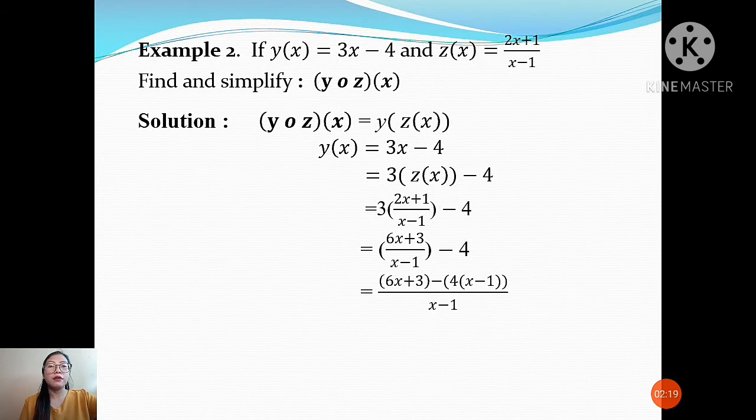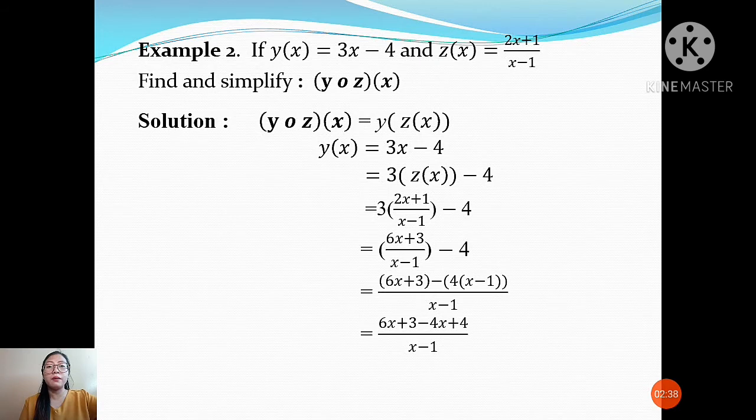Then now we have to simplify the numerator. So it will become 6x plus 3. Then negative times 4 is negative 4, times x is negative 4x. Then negative 4 times negative 1 is positive 4, all over x plus 1.